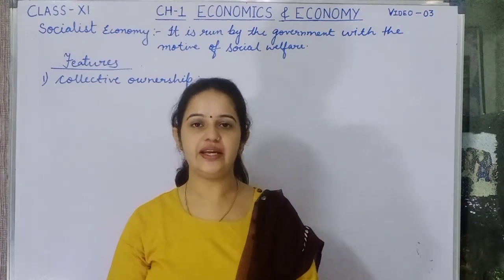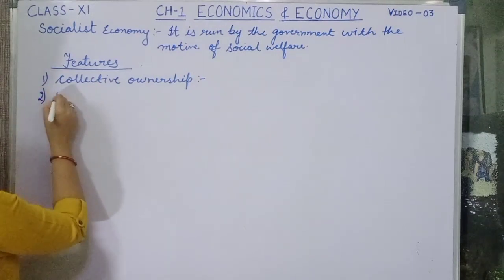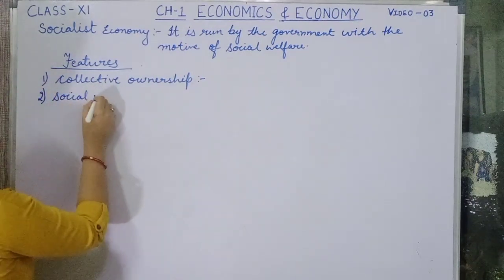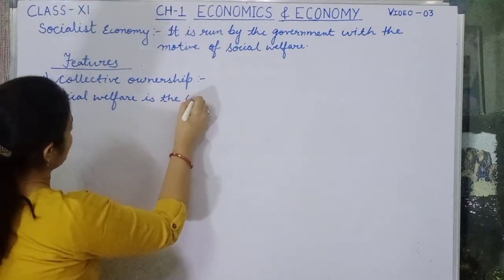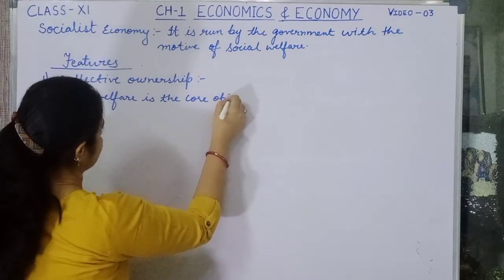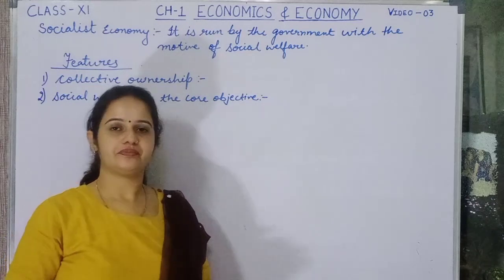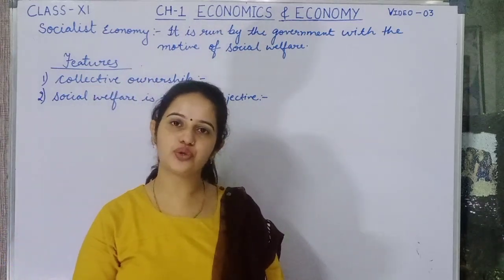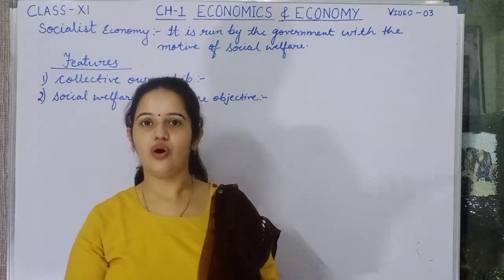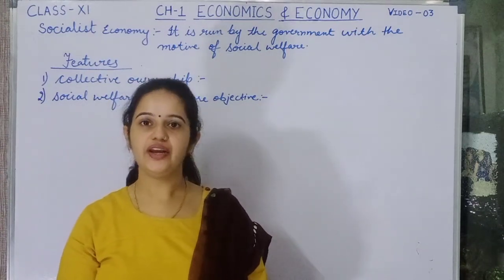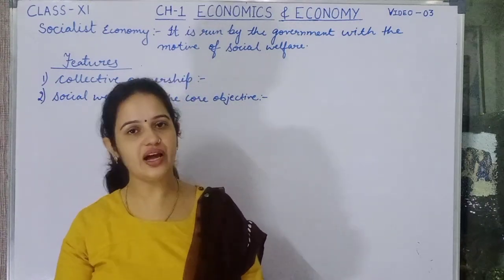So, the second feature is that social welfare is the core objective. That means the government has control over all the means of resources or production and utilizes the earned profit for the benefit of society as a whole.